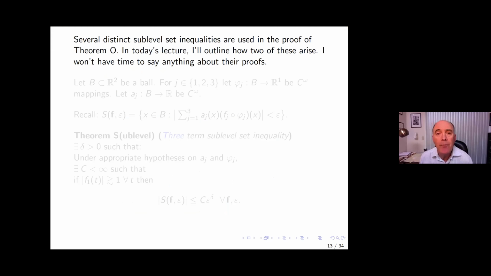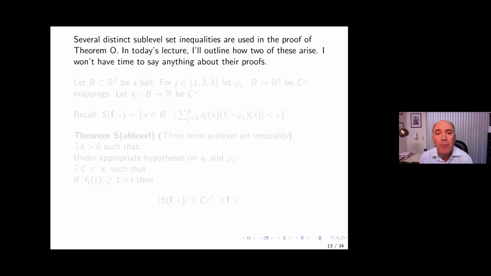Okay, the basic scheme of the proof of the oscillatory inequality is to reduce it in part to sublevel inequalities, and several different sublevel inequalities actually come up in the analysis of the quadrilinear case. In today's lecture, I will outline how at least two of those sublevel inequalities arise. I'll talk about the steps that reduce to them. I won't have time probably to say anything at all about their proofs.